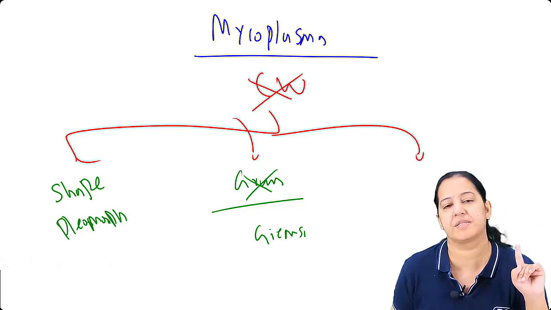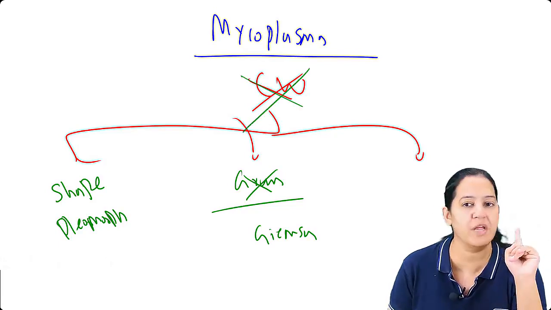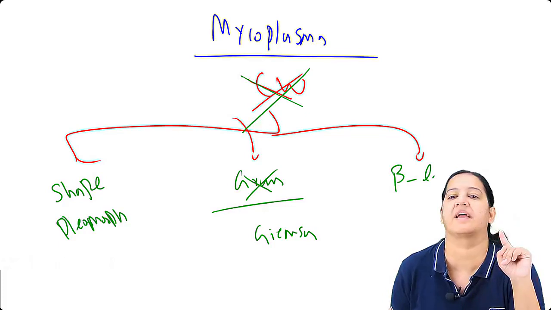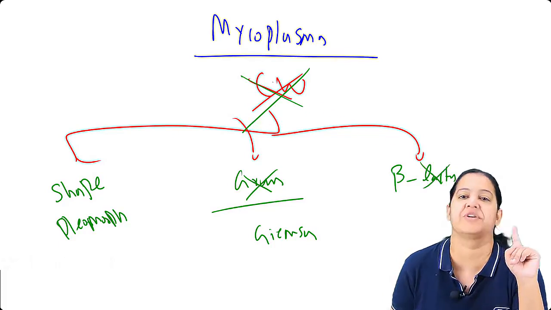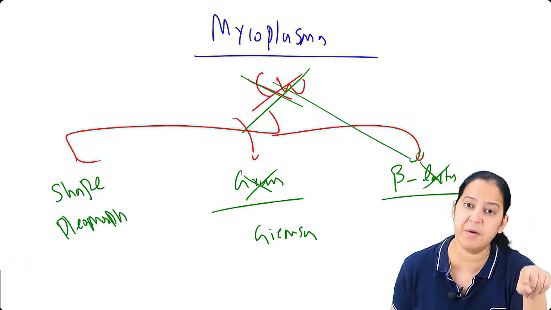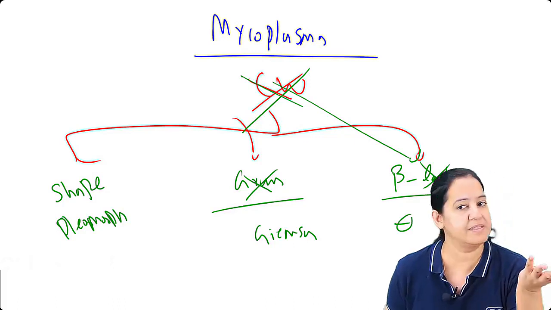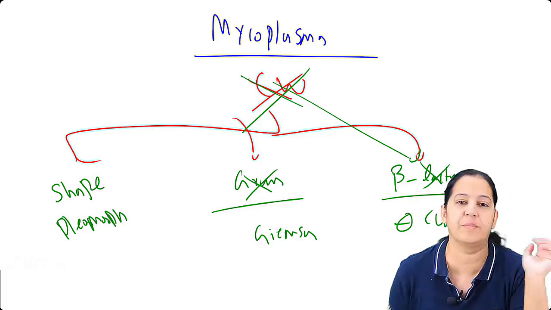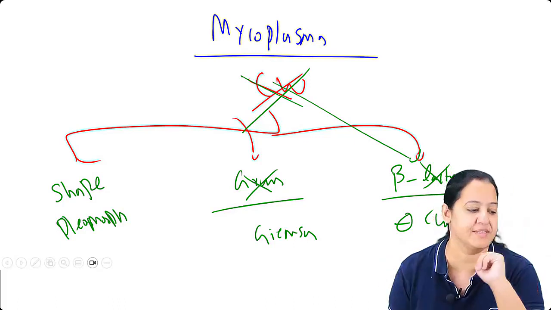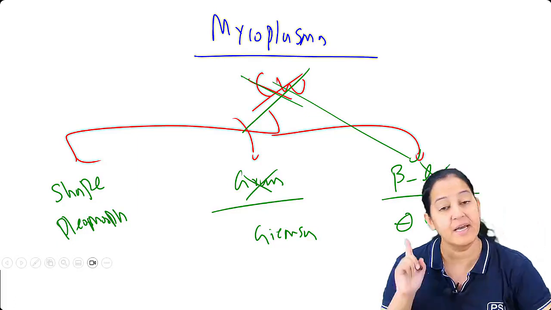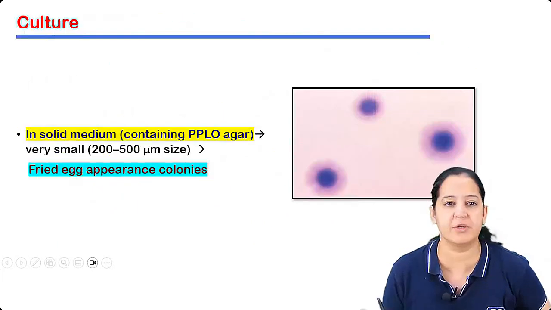We use Giemsa stain. Number three, since it doesn't have the cell wall, it is not killed by beta-lactam. Beta-lactams are resistant, because the mechanism of beta-lactam is inhibiting the cell wall. But since they don't have the cell wall, they are resistant to beta-lactam. So please learn the three things. This is mycoplasma. Mycoplasma doesn't have the cell wall.